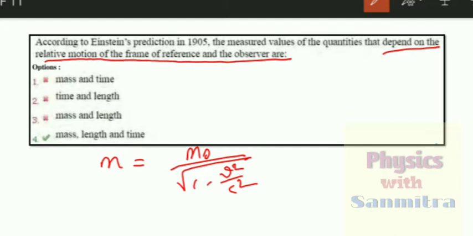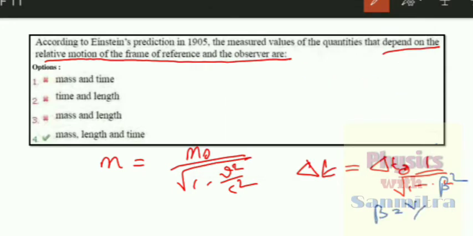What about time? The time interval for a moving frame is the time interval at rest frame into root over of 1 minus v squared by c square, that is 1 by gamma. Also we call this beta square, where beta is equal to v by c. This is called time dilation, because for a moving frame the time appears to be slow. That means the time interval increases.